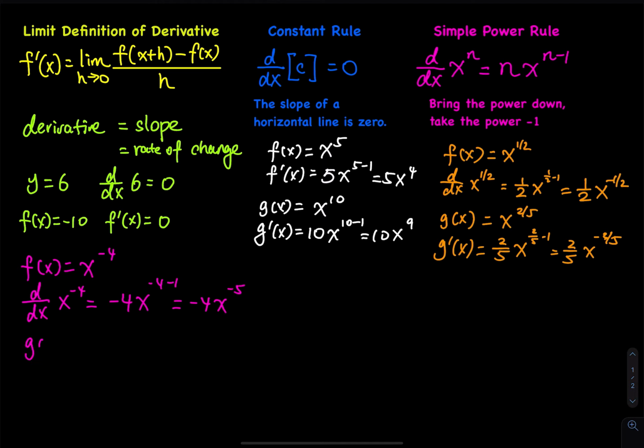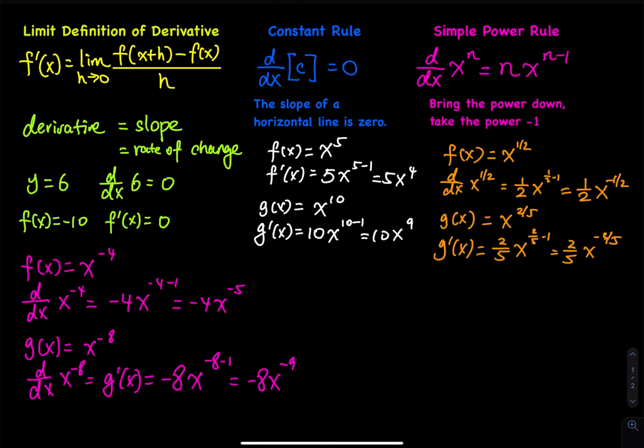So try another one, g of x, let's say x to the negative 8. So d dx of x to the negative 8, that is the same thing as g prime of x. So you bring the negative 8 down, and then x raised to the negative 8 minus 1. So negative 8 x raised to the negative 9.